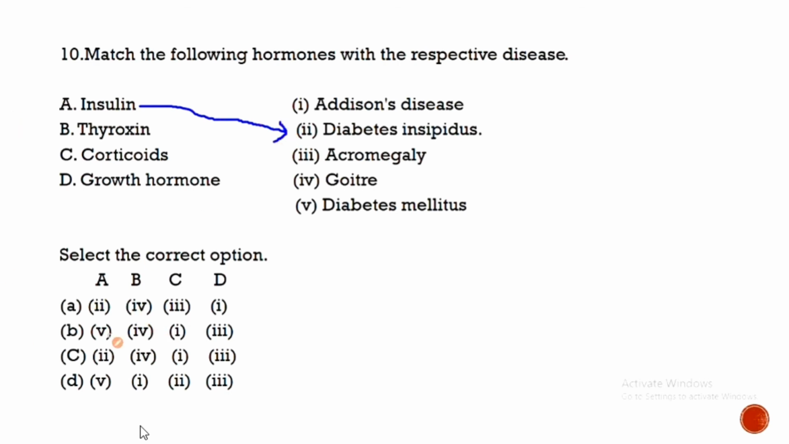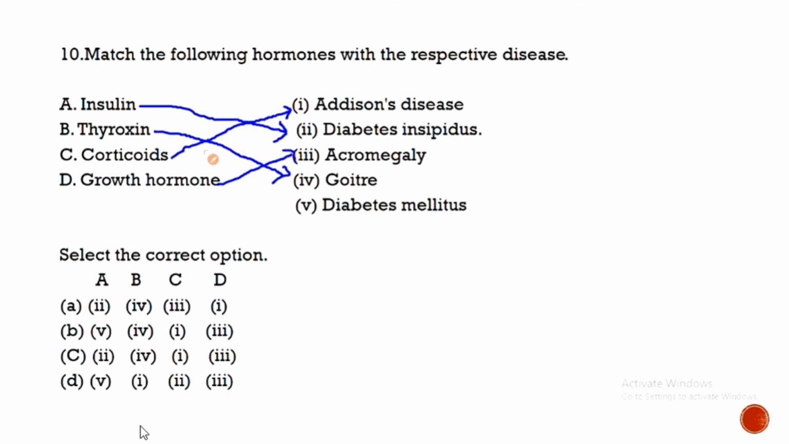Then comes thyroxine. So thyroxine is linked to goiter, with excess production of thyroid hormone. So it will match up with goiter. Now comes corticoids. Deficiency of corticoids causes Addison's disease. In this disease, there is a deficiency in adrenal hormone secretion. Okay, growth hormone. Hypersecretion of growth hormone causes acromegaly in adults. It is characterized by enlarged hands and feet of the affected person. So it will match with acromegaly.